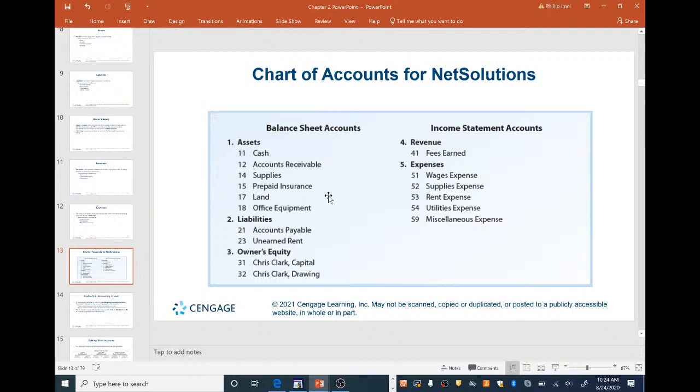So prepaid insurance is like a prepaid expense. Until you actually consume that insurance or consume that ticket or go and watch that show, it's an asset because you've spent cash for it.